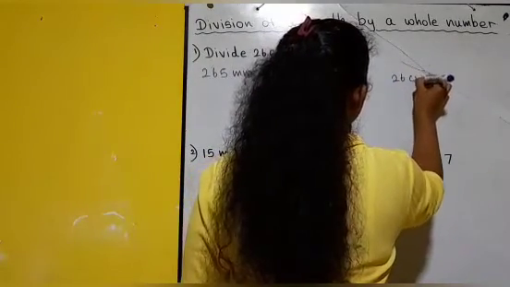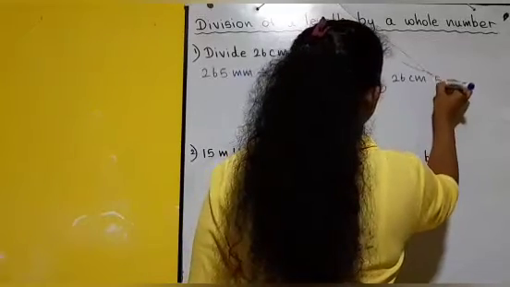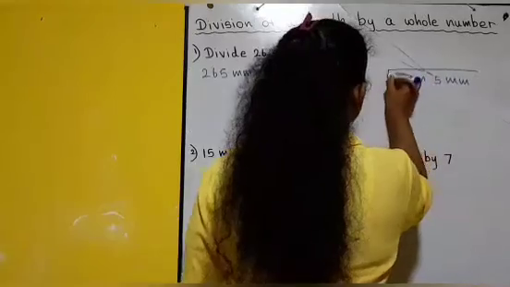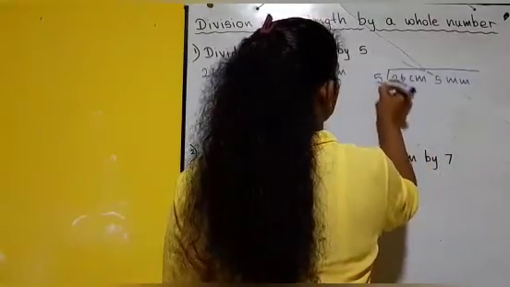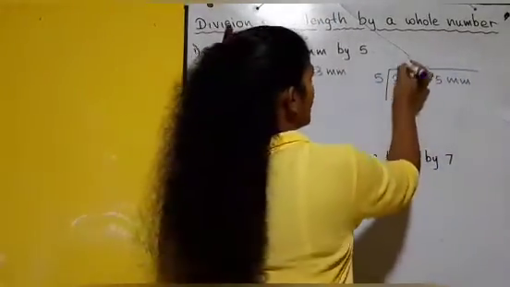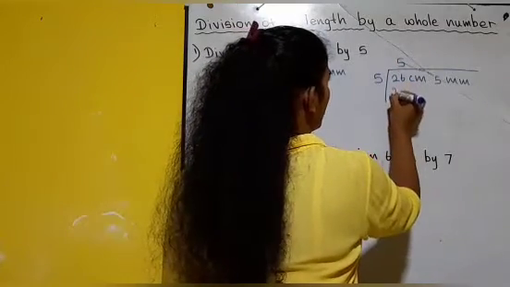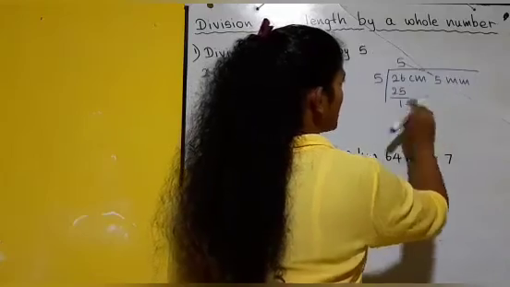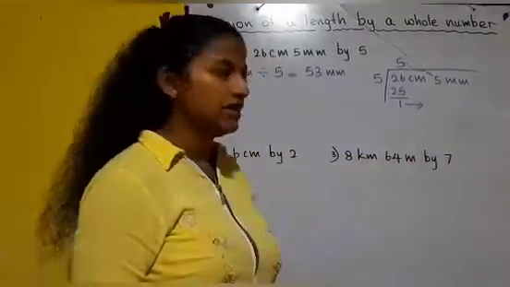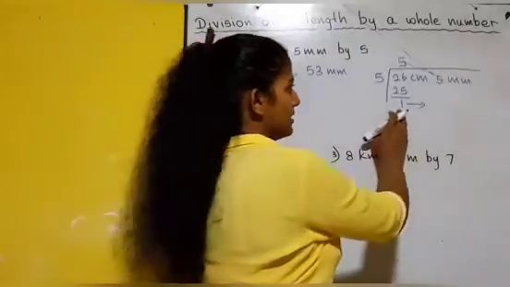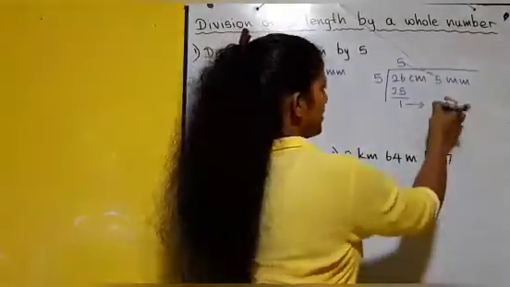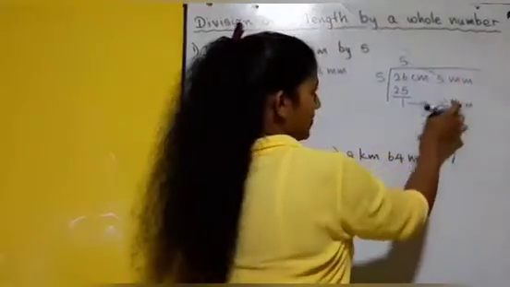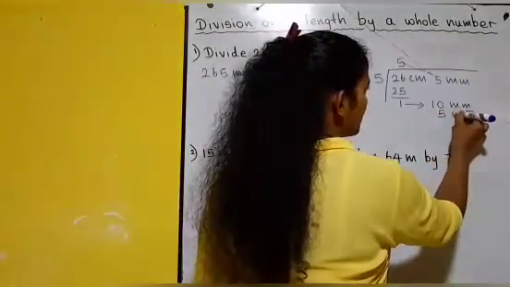26 centimeter, then 5 millimeter. We can perform the long division method. Dividing by 5. 5 times 5 is 25. 1 is remaining. This 1 becomes 10 millimeters. 1 centimeter equals 10 millimeters. This becomes 10 millimeter. Then we are taking this 5 millimeters to here.